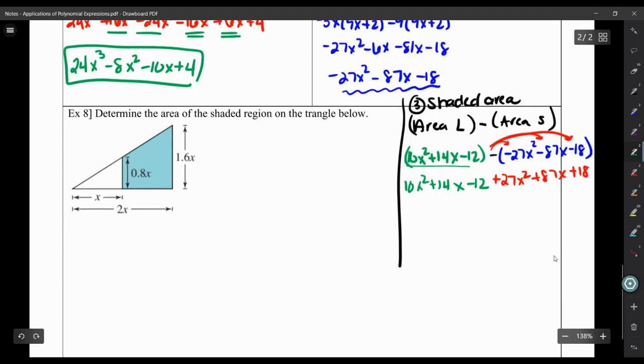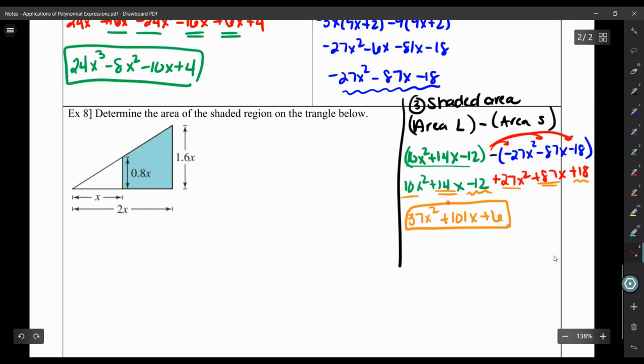And now we're simply going to combine like terms. So 10x squared and 27x squared make 37x squared. 14x and 87x make 101x when I add them together. Negative 12 plus 18 makes a positive 6. So this is the area of the shaded region only in terms of x. Now, normally these are not drawn to scale. So this is the area of my shaded region in terms of x.